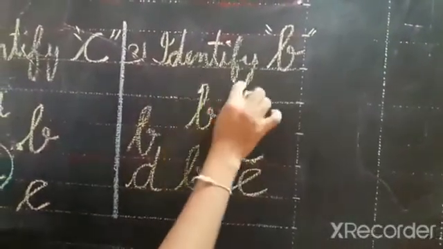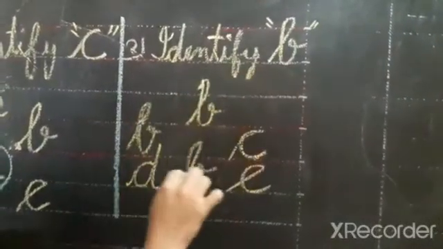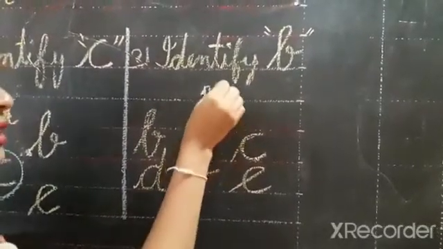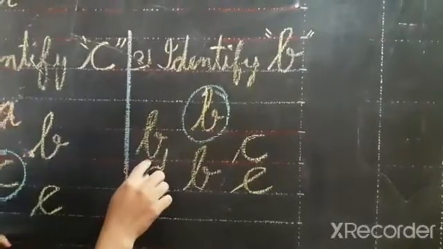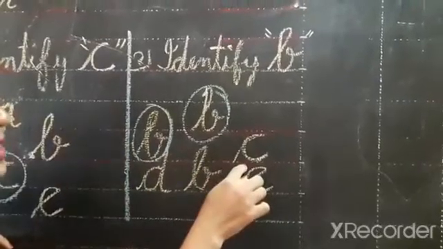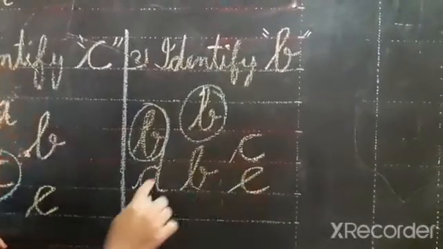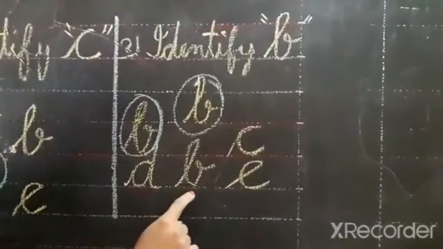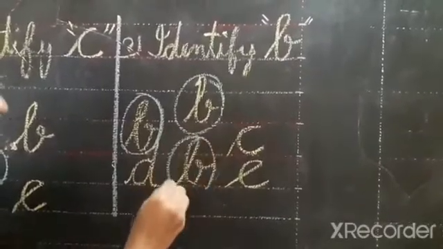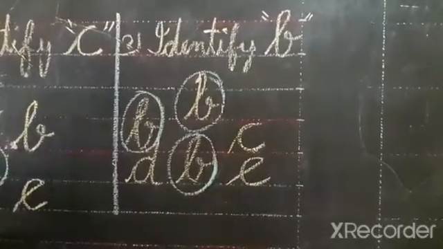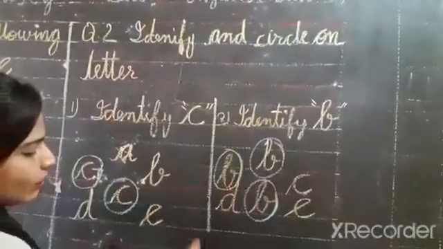Identify B. So, we have to find out B. What is this? This is B. So, put on circle. This one is also B. So, again put circle. This is B for ball? No. This one is B for ball? Yes. Then put circle. This one is B? No. So, don't put circle here. Understood? So, our second question is over.